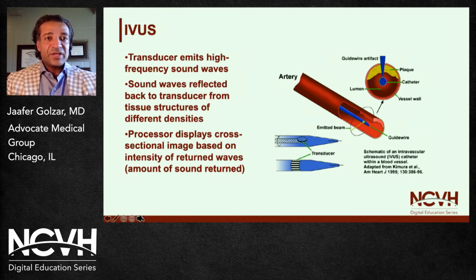So IVUS uses sound waves, and sound waves are emitted from the actual transducer. And these sound waves are then reflected back in different densities, reflect in different manners. And this is how we then get the image on our screen from intravascular ultrasound.